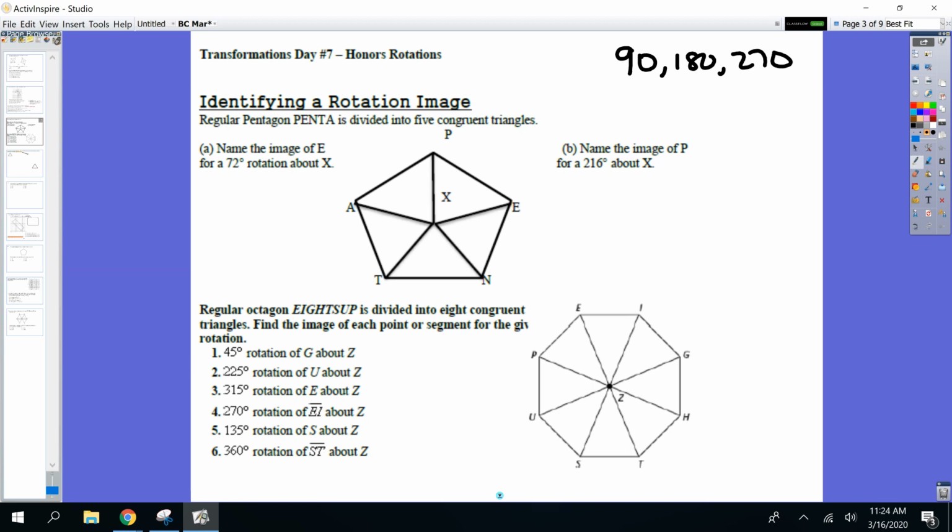We have regular pentagon PENTA. I want you guys to remember from when we did polygons earlier in the year: regular means all sides congruent and all angles congruent. Okay.